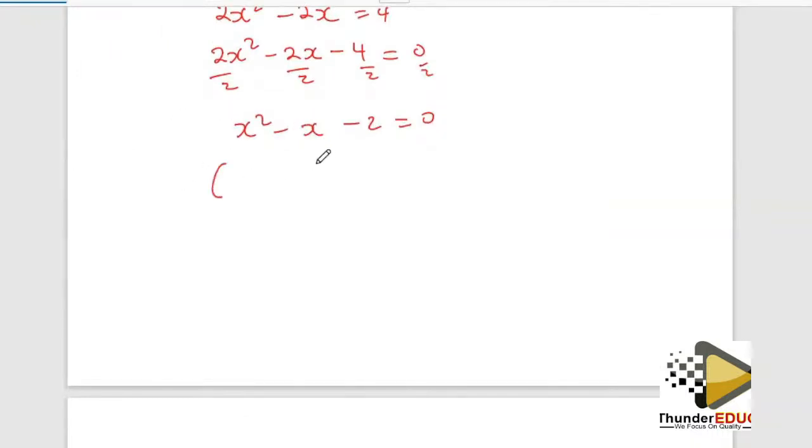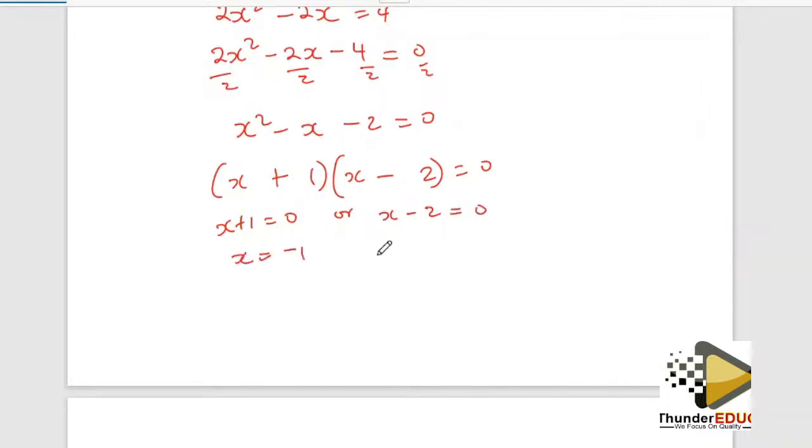I can use factors, or I can use the quadratic formula. So x and x, the numbers I multiply to give me 2 will be 2 and 1. Since my sum is negative, I'm going to have a negative and a plus. So x plus 1 is 0, or x minus 2 is 0, which means x here is going to be negative 1, then x here is going to be 2.